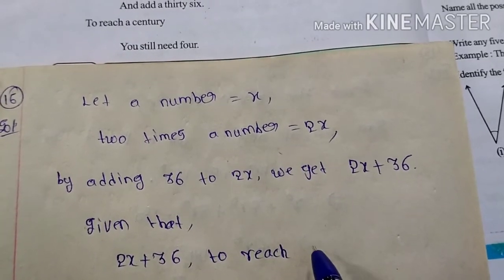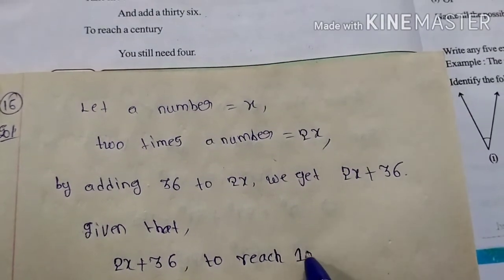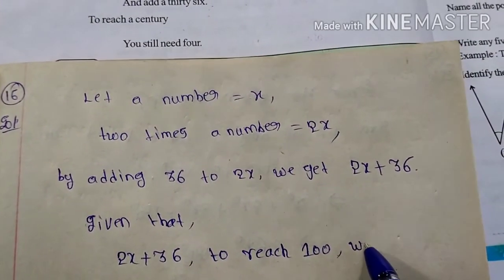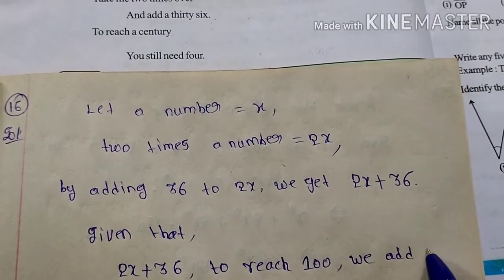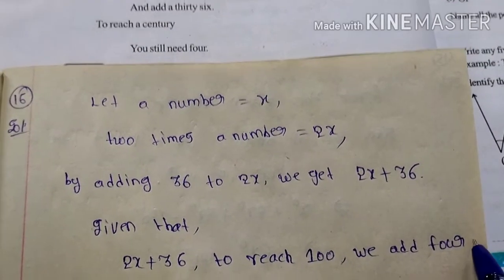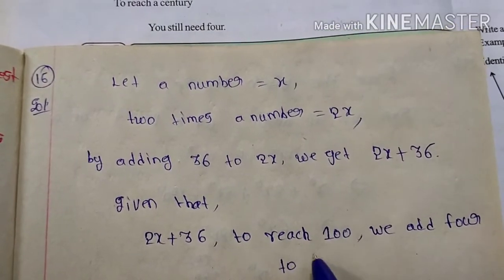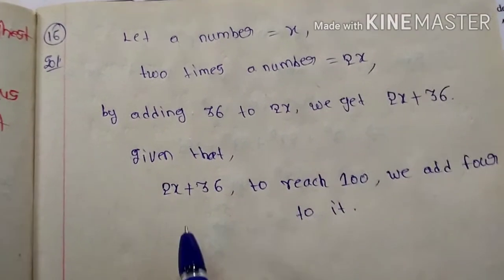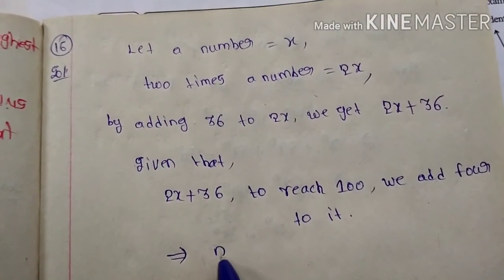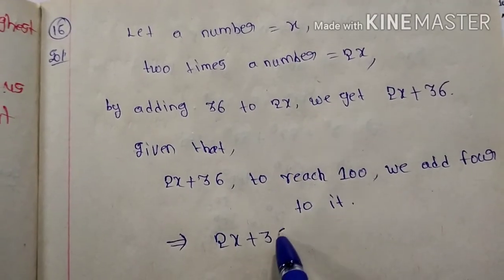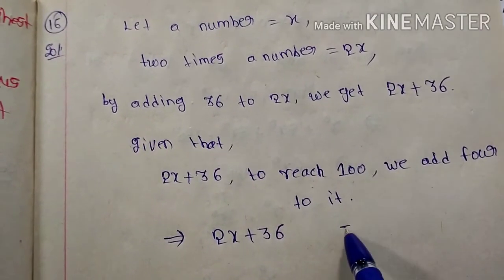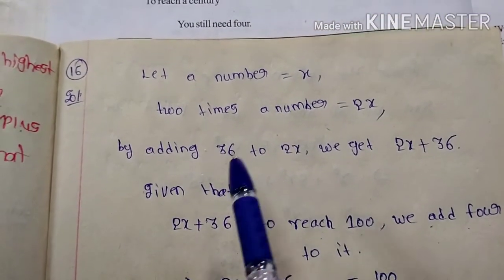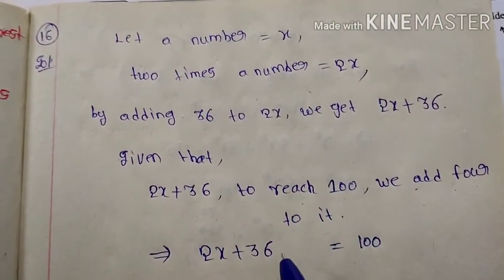To reach century means you can write here 100. Yes or no? To reach 100, we add 4 to it. Yes or no? Still need 4 means you can add here 4 to it. That means I am writing, see, 2x plus 36 to reach 100 that means is equal to 100. We add 4 to it. That means you still need 4 means just you can add here 4.